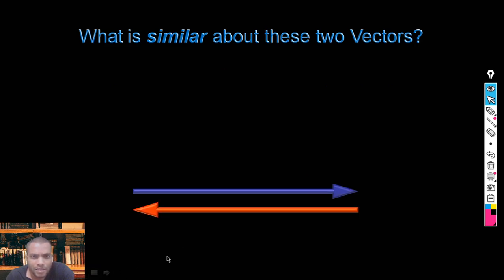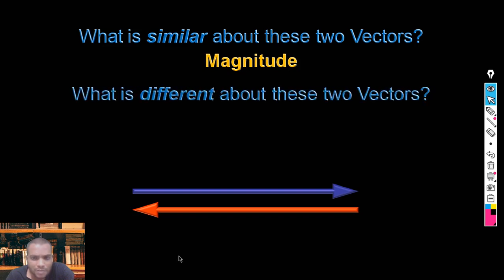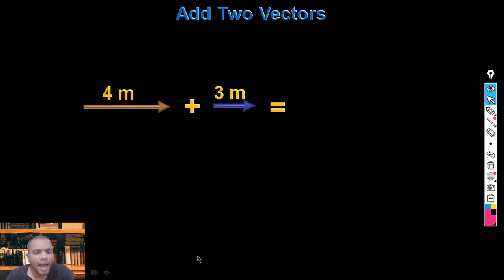Let me ask a question: what is similar about these two vectors? Is their magnitude the same? Yes, their magnitude is the same. But what is different in these two vectors? The difference is in their direction. So whenever we add two vectors, we must be more careful about direction. Let's try to add these two vectors. Since they are both in the same direction, the total sum will become 7 meters. 4 meters plus 3 meters equals 7 meters, and the resultant direction is also the same direction.